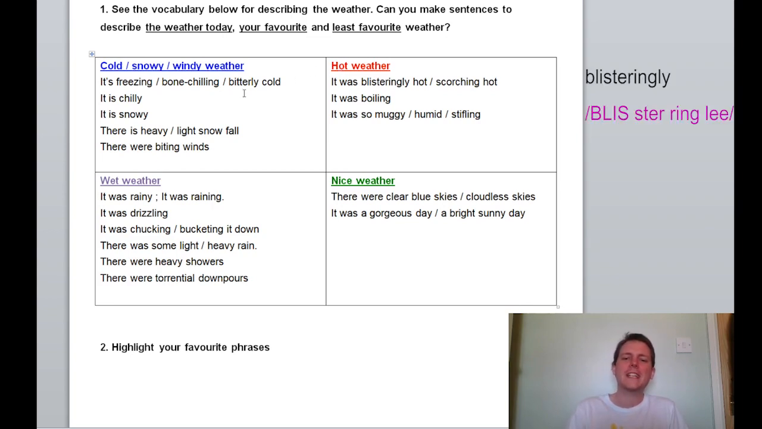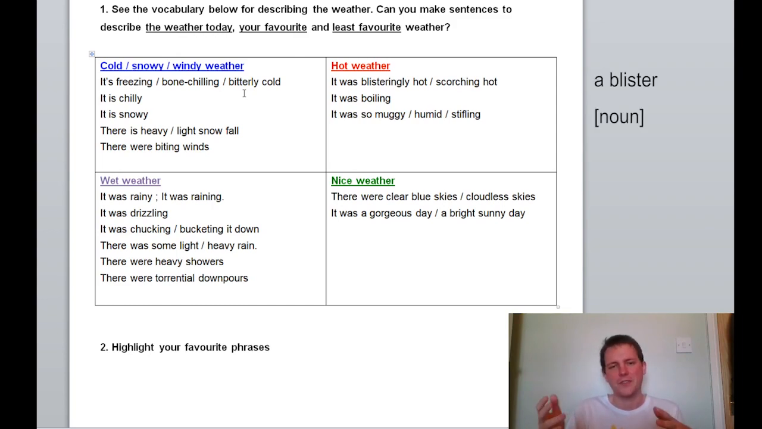It was blisteringly hot. Blisteringly. Well, blisters, the noun. If you get boiling water on your skin, what happens? Well, blisters will start to pop up. These little bubbles of skin, it's horrible, coming up where the burn is. Those are blisters. So it was blisteringly hot just means very, very hot, like extremely hot.